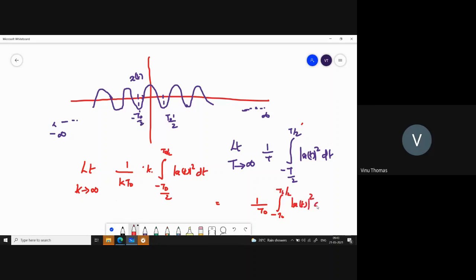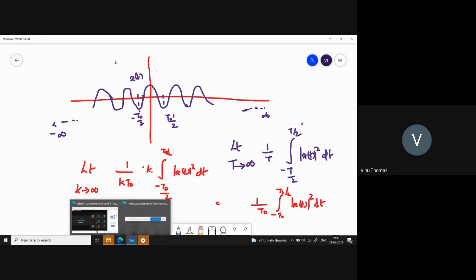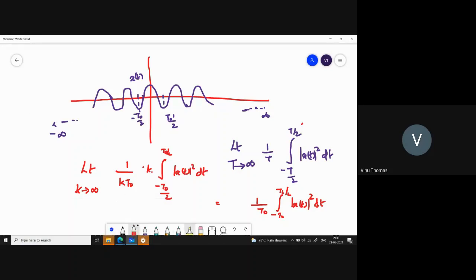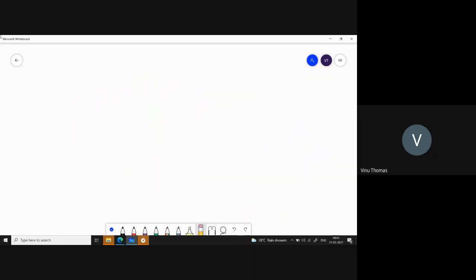So this is the total average power of a periodic signal, right? As we had already discussed, any periodic signal will be a power signal because the total average power is finite.